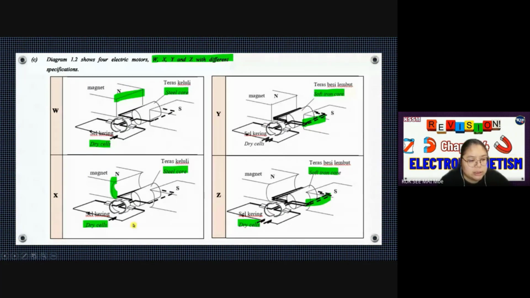The next one, you see the dry cell. This one has more dry cells, Z and also Y. Dry cell is double. This one, W and X, only 1. The next one, you see the magnet pattern. This one, the magnet is flat. W is flat. X is curved. This one is a curved magnet.